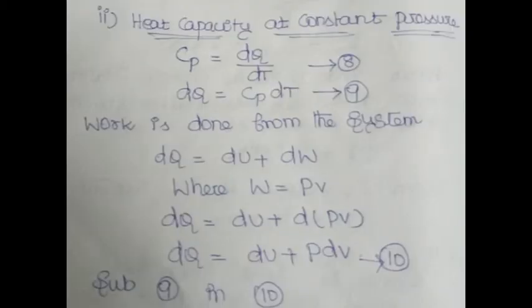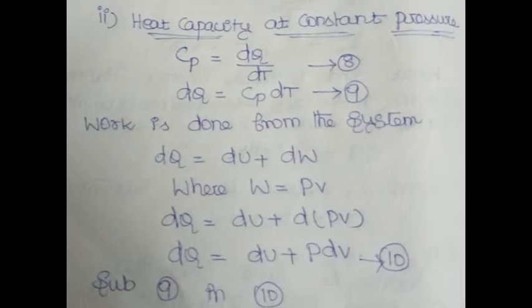Second type, heat capacity at constant pressure. Generally, heat capacity C is equal to dq by dT. At constant pressure, Cp is equal to dq by dT, where P represents constant pressure. This is the eighth expression. From this, dq is equal to Cp into dT. This is the ninth expression.